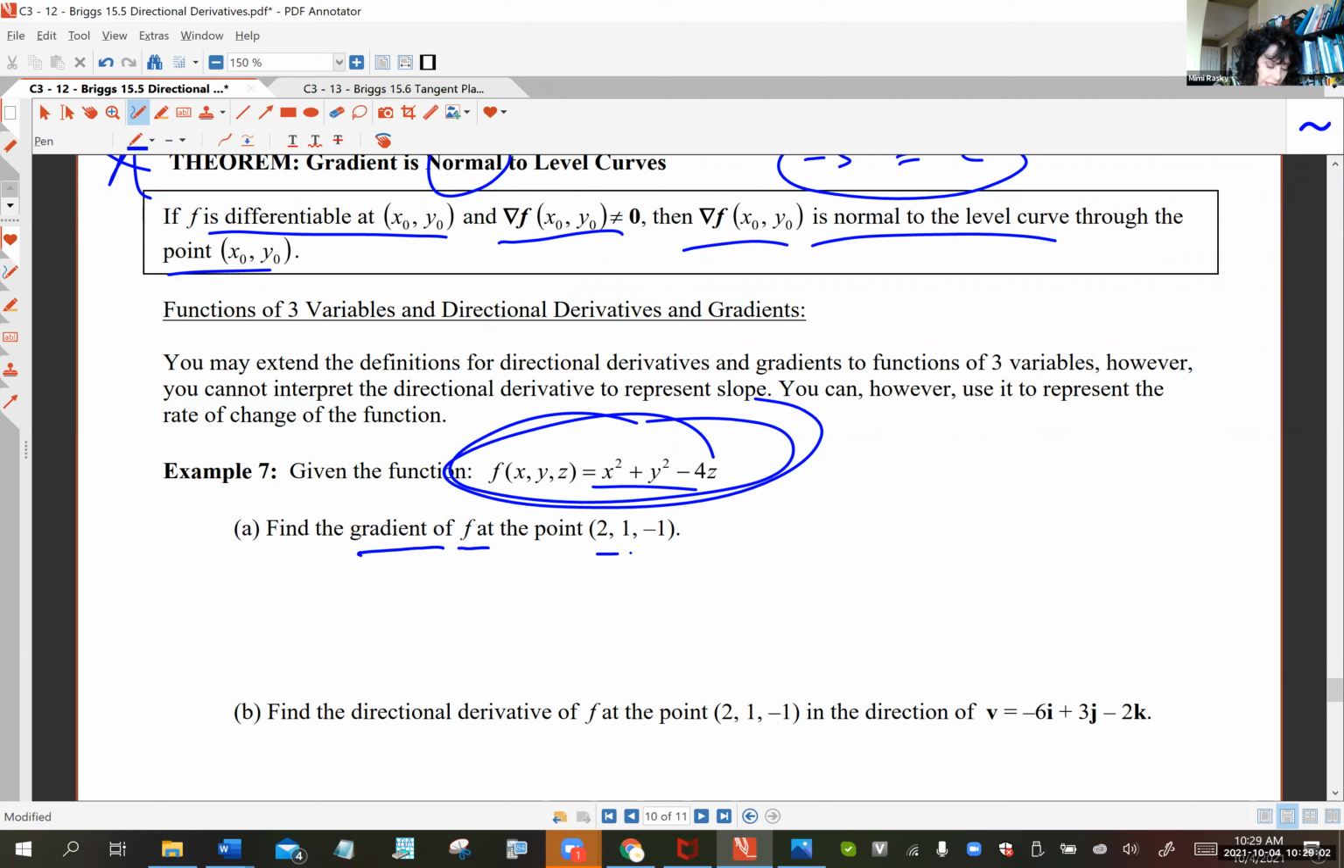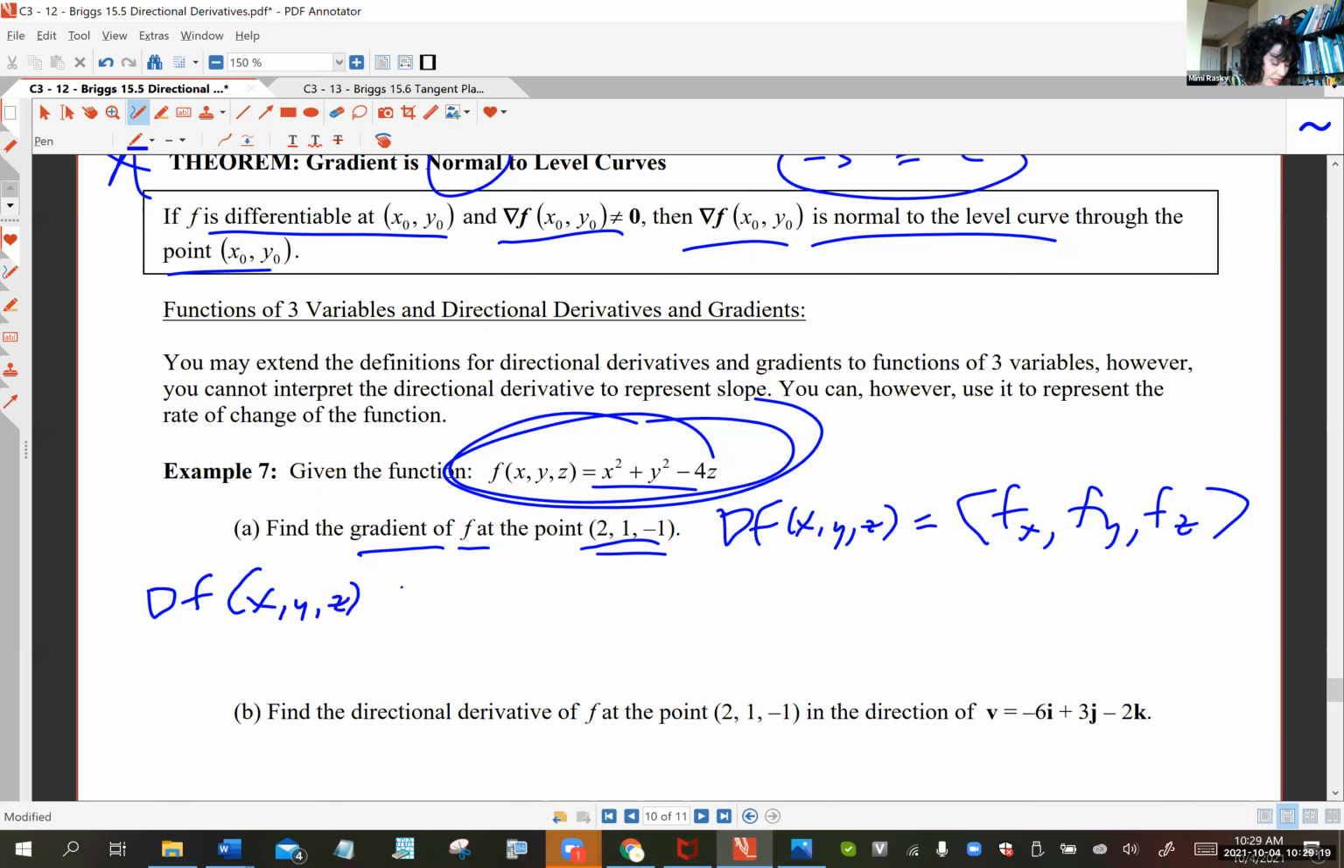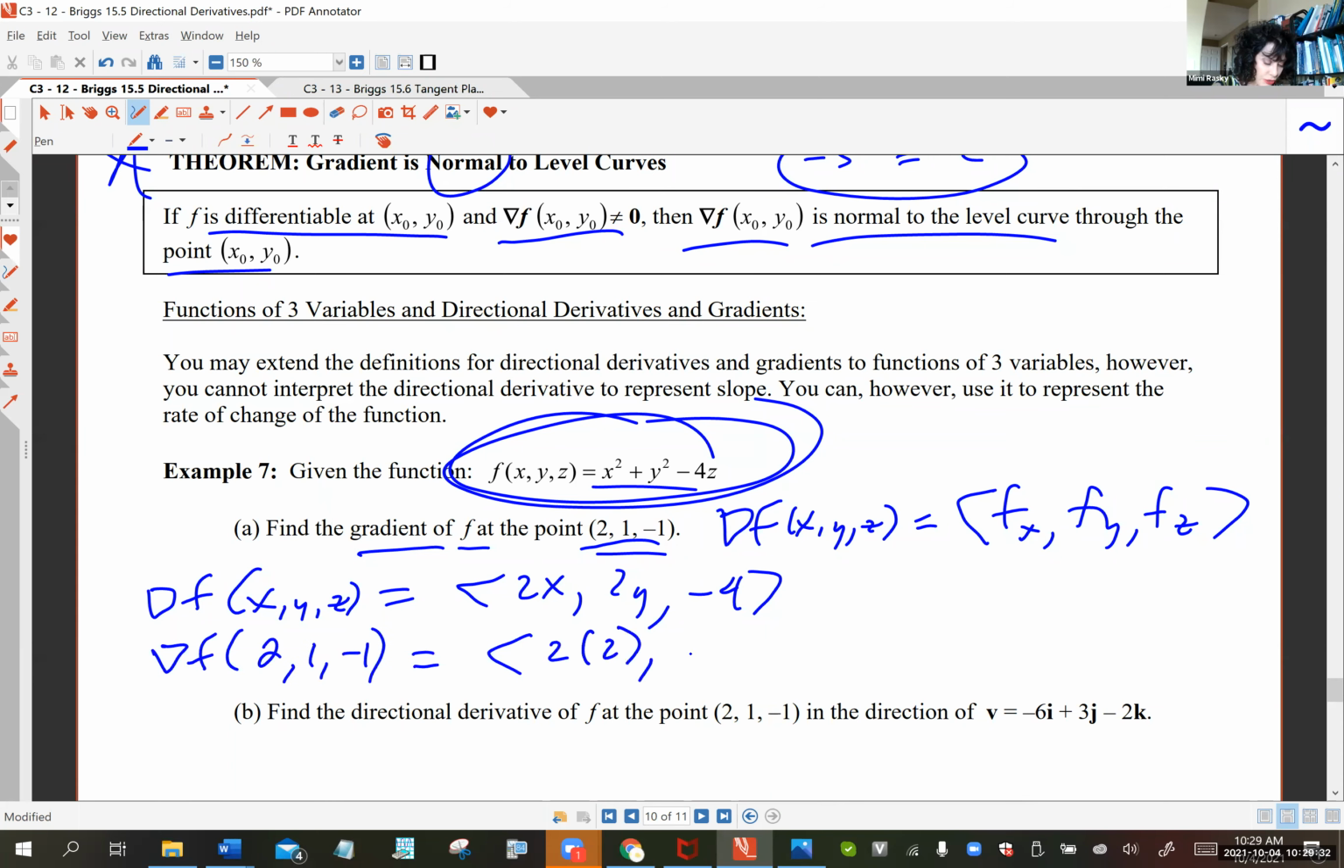Let's find the gradient of this function f at a particular point. Now the gradient is going to be a vector that contains the partials. In this case, it's got 3 partials because we have 3 independent variables. So the gradient at any point x, y, z for this function is going to be the vector with 2x, 2y, and negative 4 as components. Fine. Now, if you want to find the gradient at the point (2, 1, -1), just do some substitutions. I get (4, 2, -4).